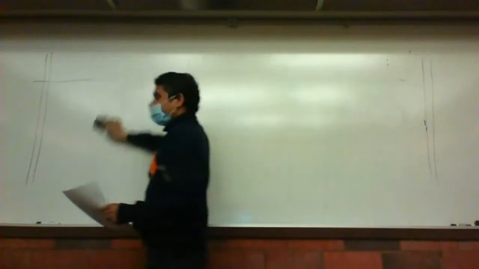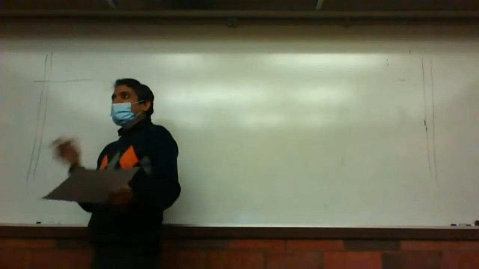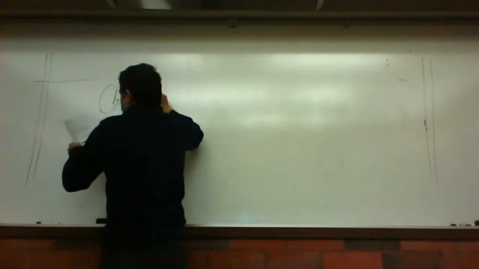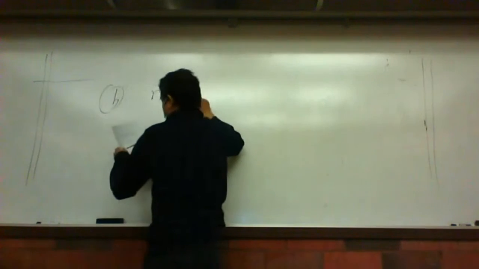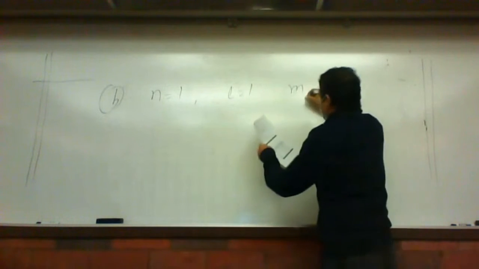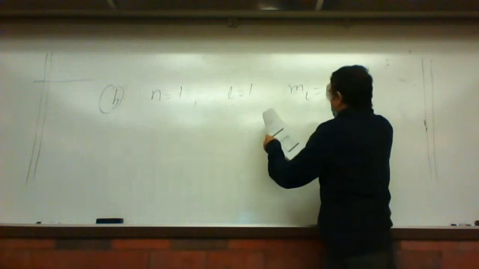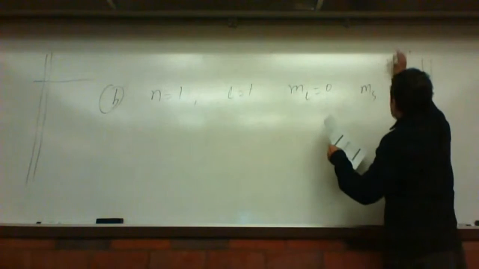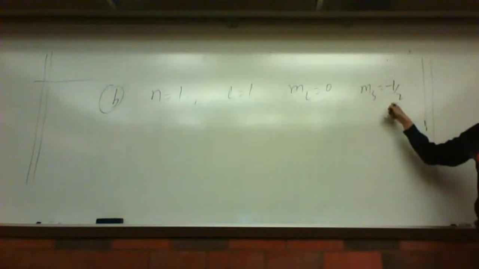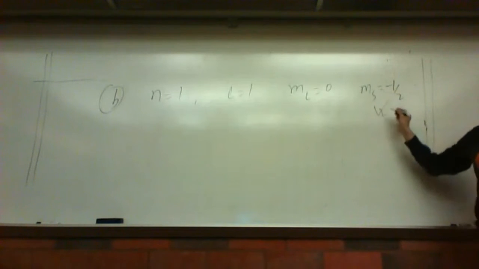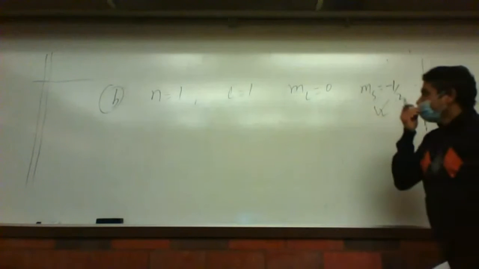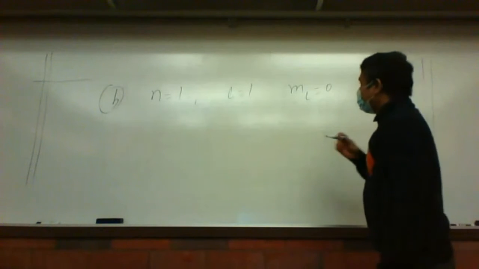Because MS cannot have one value, either plus half or minus half. Now let's look at B. N is equals to 1, L is equals to 1, ML is equals to 0, MS is equals to minus half. This is good. MS value is good, right? MS can be plus half or minus half, and it gives minus half. It's good. Now let's go here.